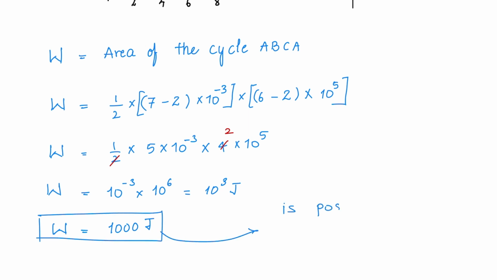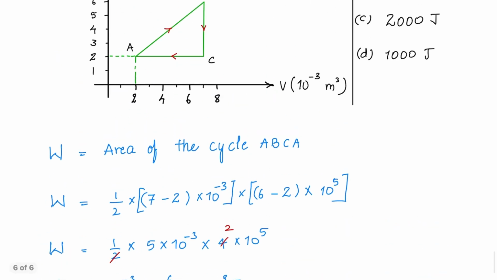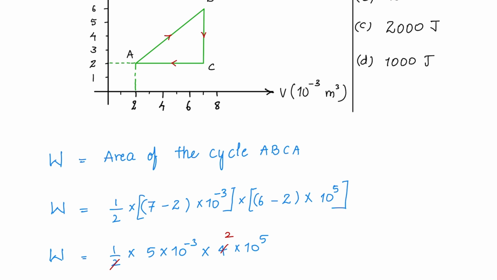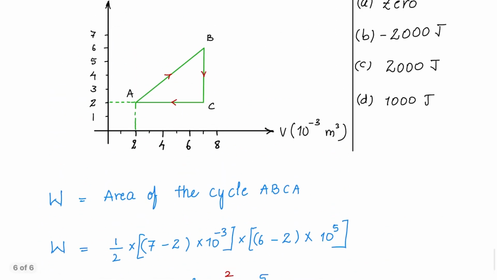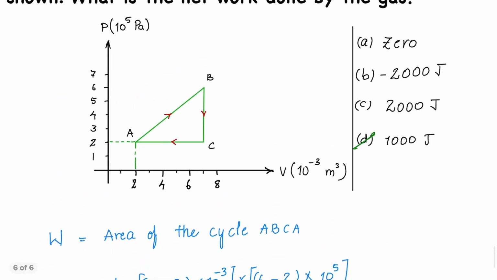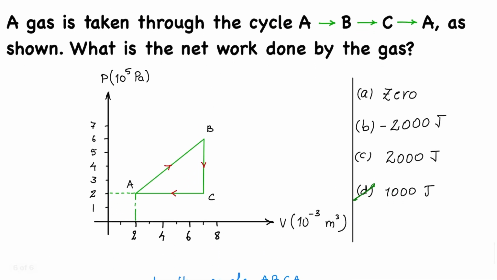This work done is to be taken positive because it is a clockwise cyclic process. If it was an anti-clockwise cyclic process, then we would have to take it as negative 1000 joules, but it is a clockwise cyclic process, so the work done here will be positive, and the correct option would be the fourth option, D. Option D would be correct.